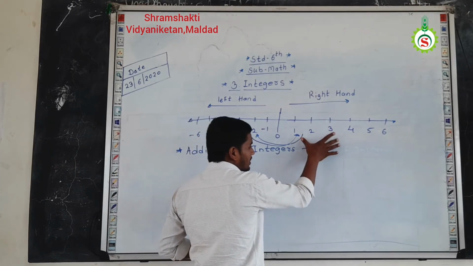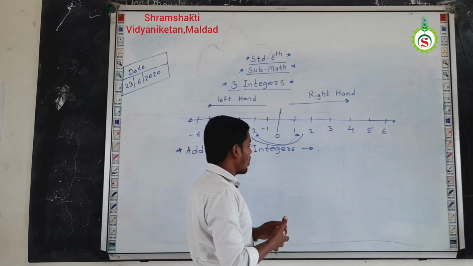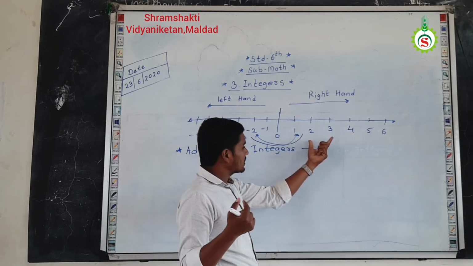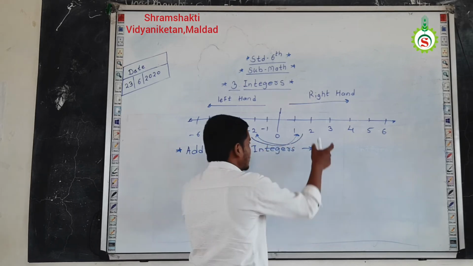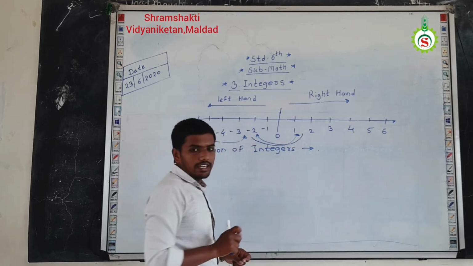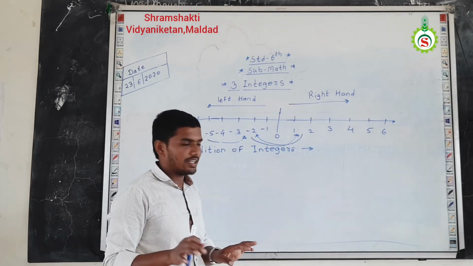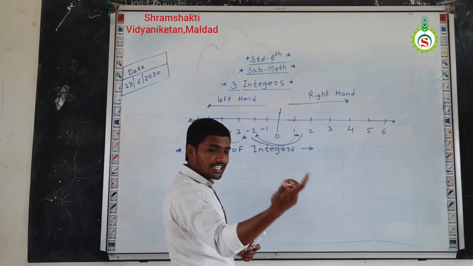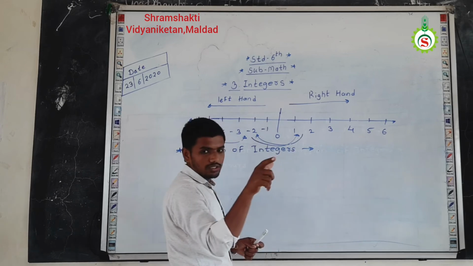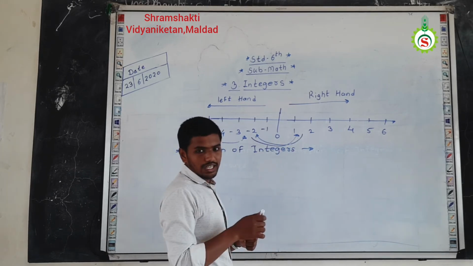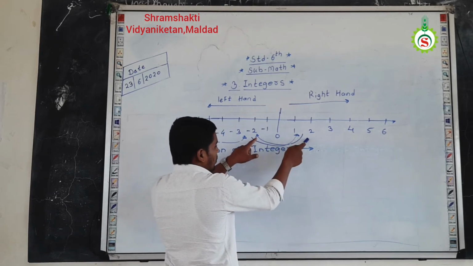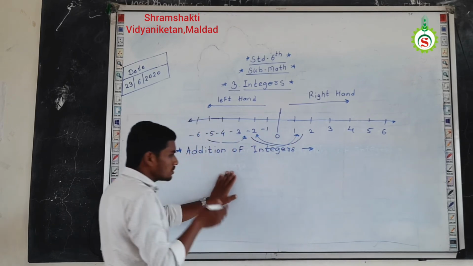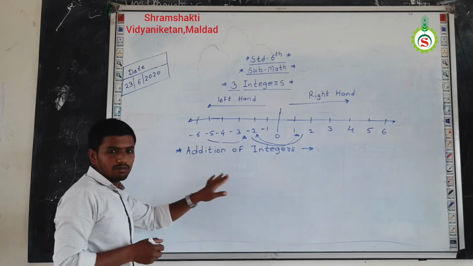If there is a transfer within the region, that means there is an addition. That transfer may be within the positive or within the negative region. But if you want to transfer into the other region, that means you have to lose. And loss means you have to subtract. And subtraction means from positive to negative or negative to positive. So before seeing subtraction, we have to start with addition of integers.